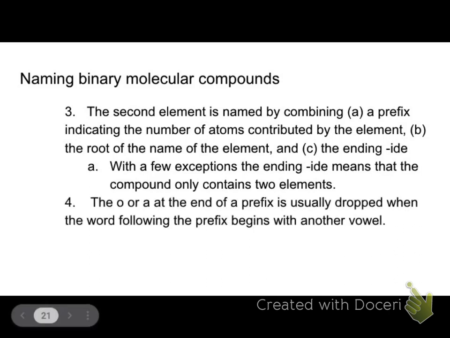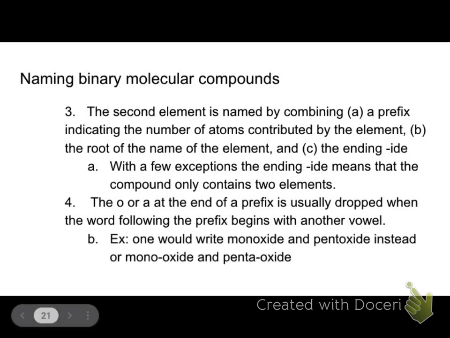And then the O or A at the end of a prefix is dropped if the word following the prefix begins with another vowel. And this is just to make things not clunky to read and write. Because if you were going to say there was 1 oxygen, you would say monooxide. So instead of writing monooxide, they just drop one of the O's and write monoxide. Instead of pentaoxide, we would drop the A and write pentoxide.